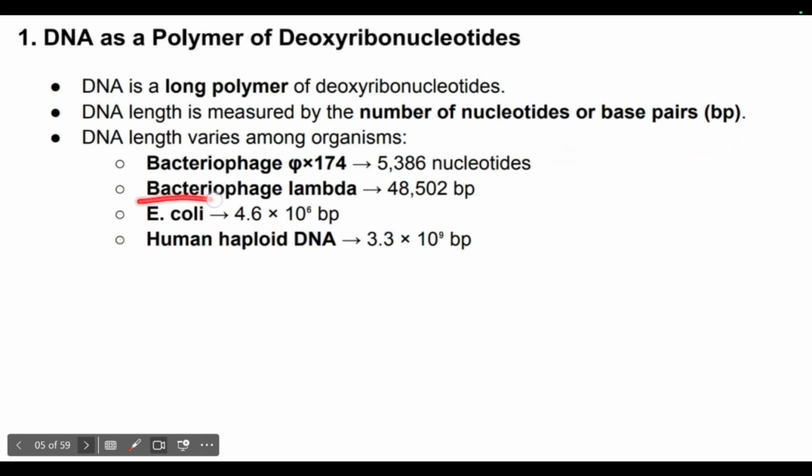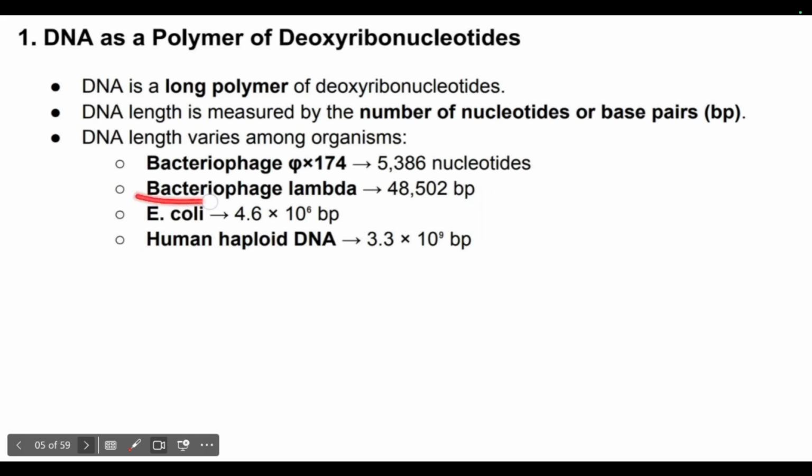Then similarly bacteriophage lambda, so now you can clearly see here base pair is given, so here the DNA genetic material will be double stranded DNA, because here base pair is given. Similarly E. coli 4.6 into 10 to the power 6 base pair, and human haploid DNA is 3.3 into 10 to the power 9 base pair. So question is asked directly from here, that what is the number of nucleotide.